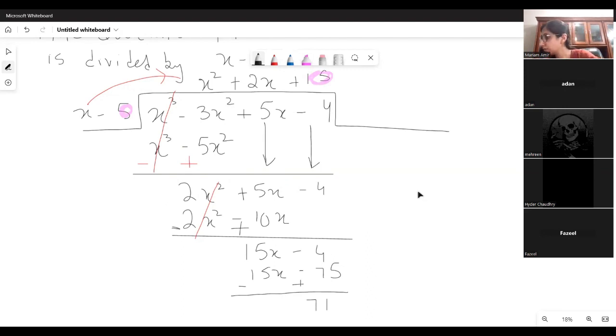Let me check the answer. Yes, remainder is 71. And the quotient is... I can't see. X square plus 2x plus 15. Yes, that's correct. So we have our answer. This is the quotient.